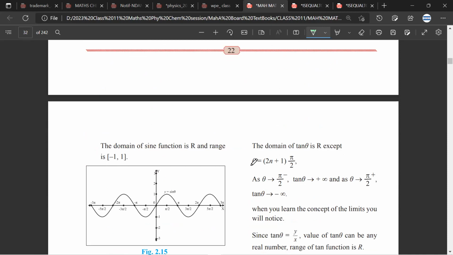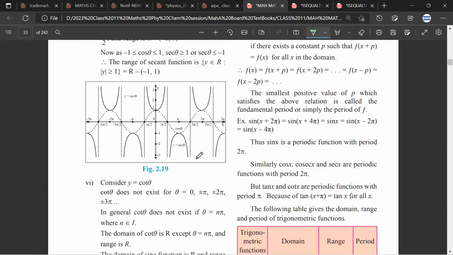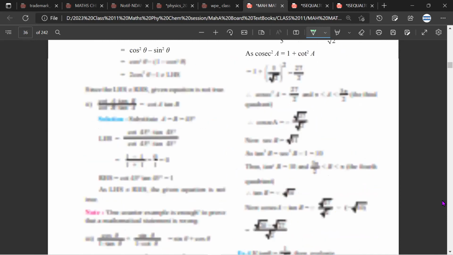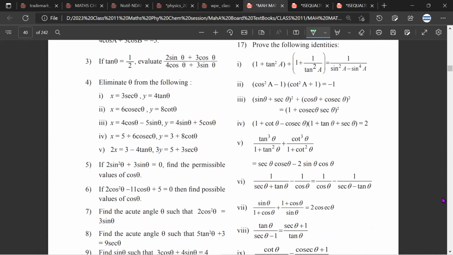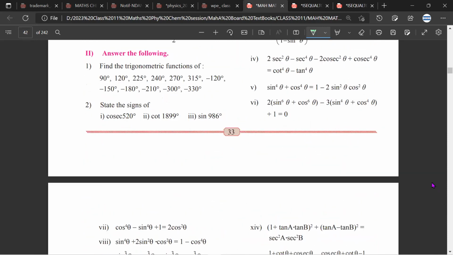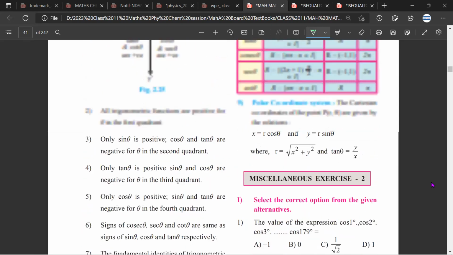So, tomorrow we'll do the graphs of sine and cos. We'll try to understand the graphs of sine and cos. If we are able to finish the sine and cos graphs, then we'll move on to, okay, you can do a few questions from this miscellaneous exercise also. Once again.